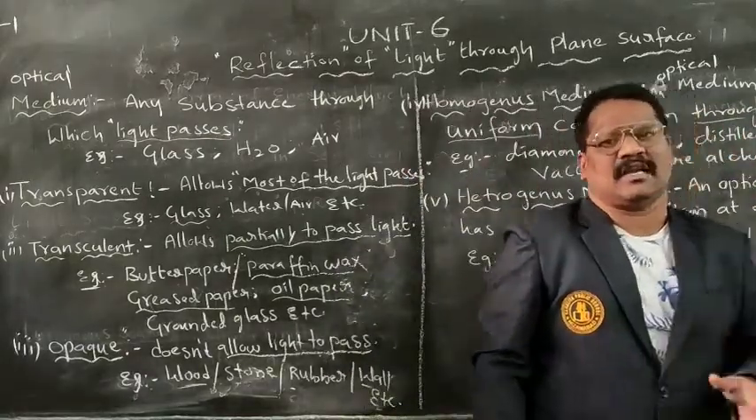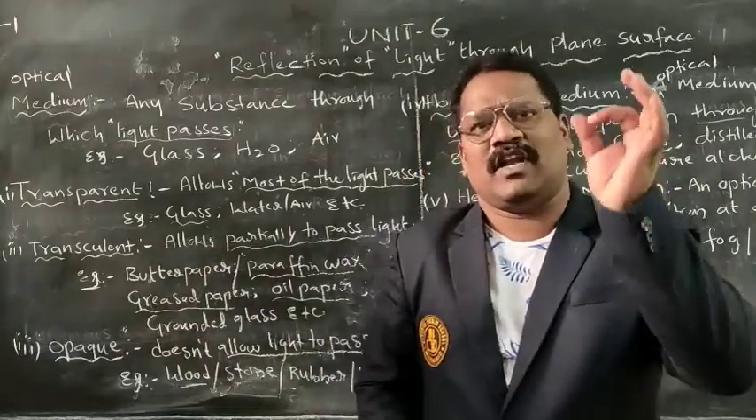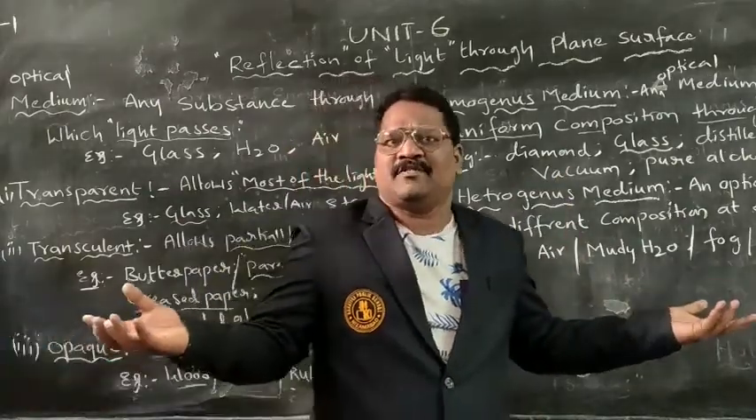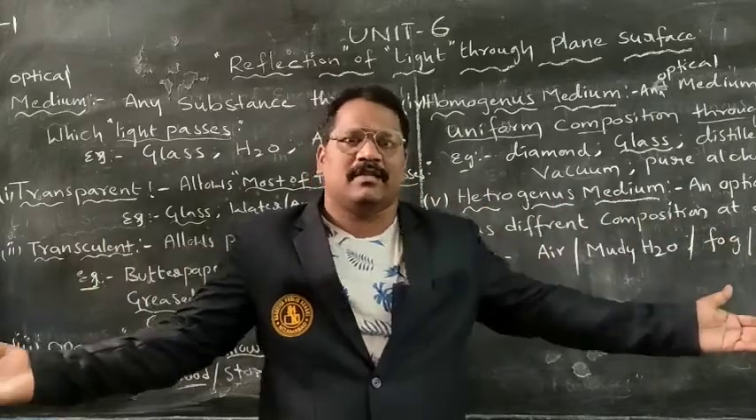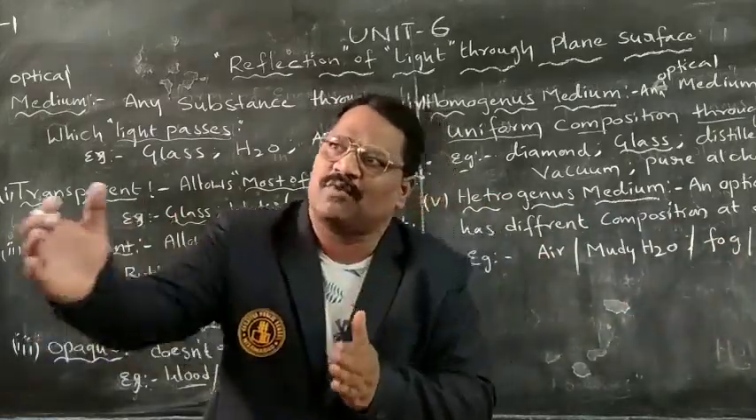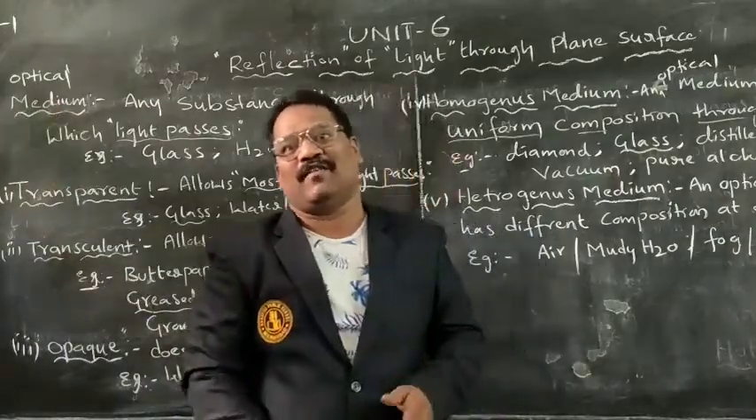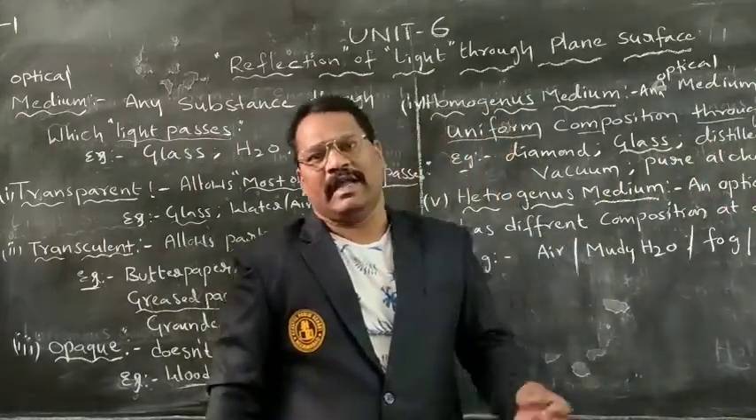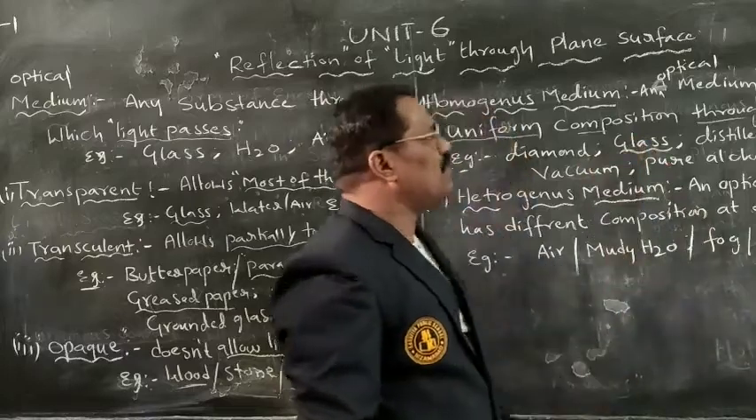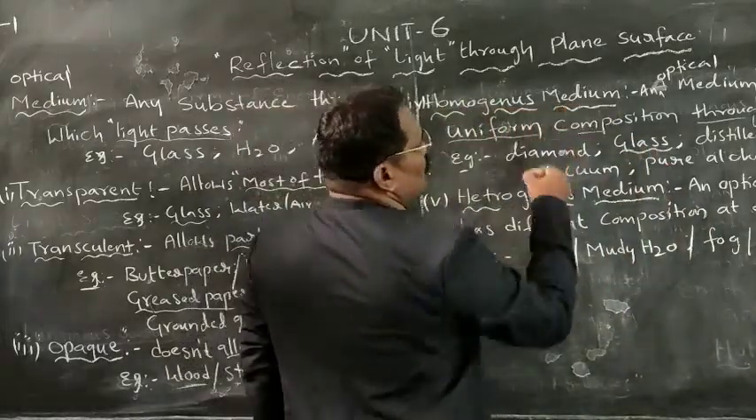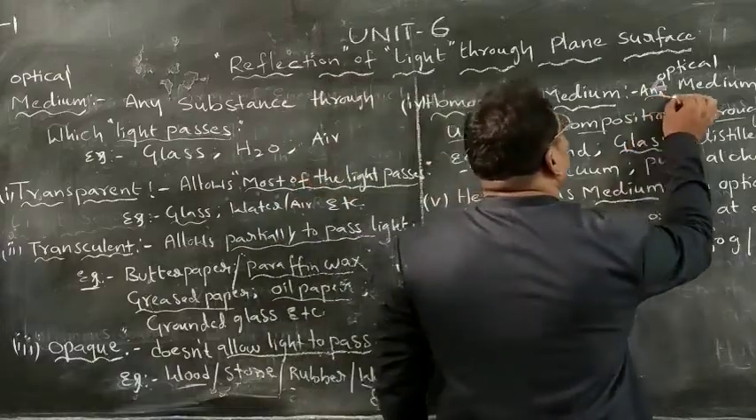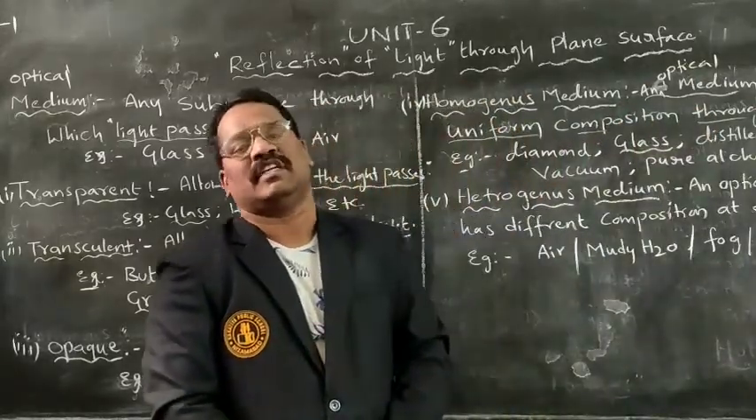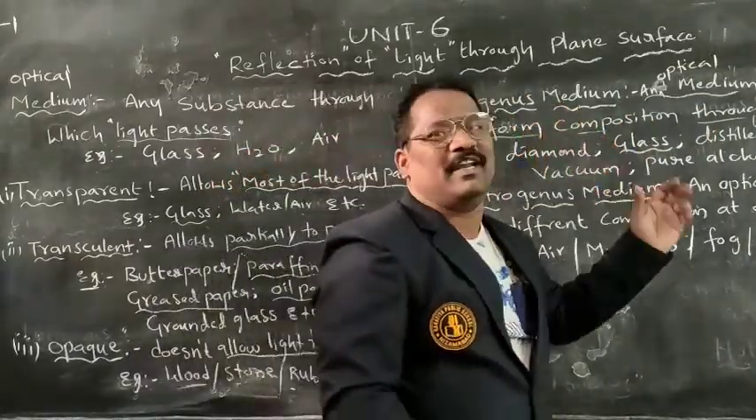A sheet of clear plastic is also a good example of a homogeneous medium. Vacuum, where there is empty space and no presence of air, has equal composition throughout that region, so it is also a good example. Pure alcohol is also an example. That medium is called a homogeneous medium: an optical medium which has uniform composition throughout it.